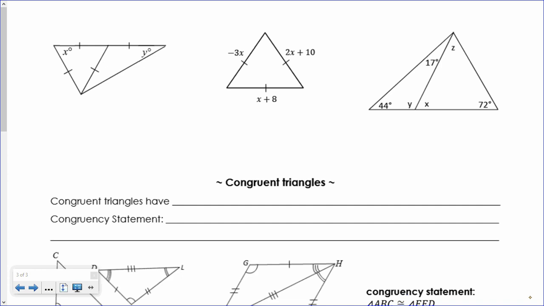Well, this one's X and Y. The next one over is just X, and then the third one is X, Y, and Z.